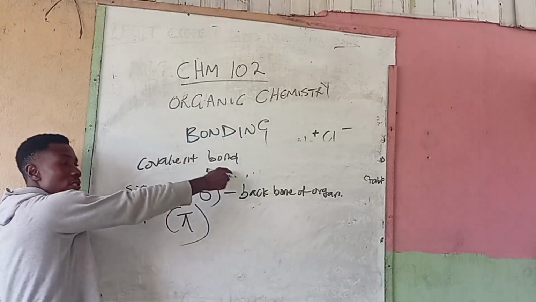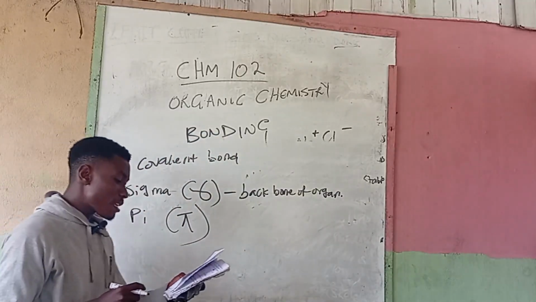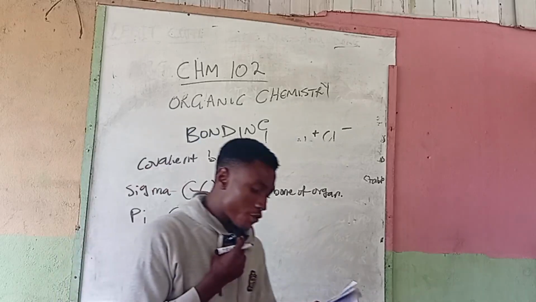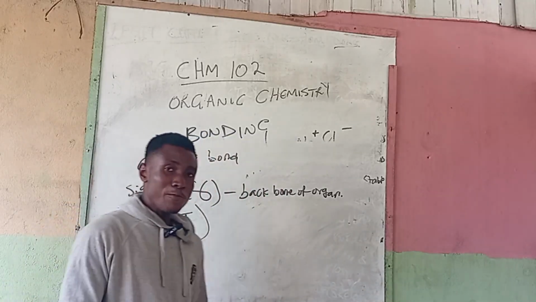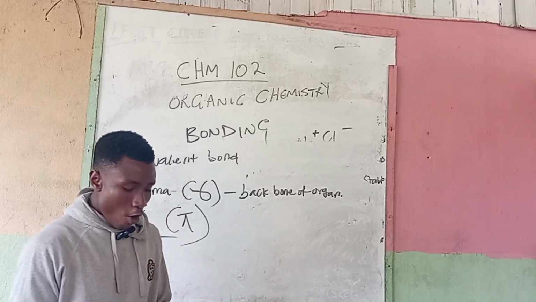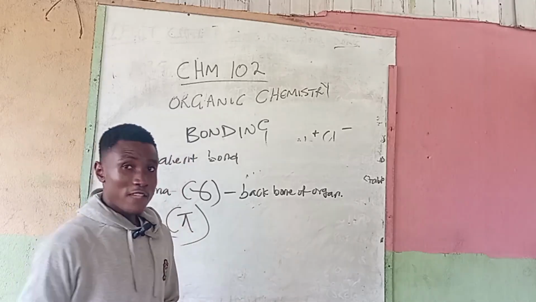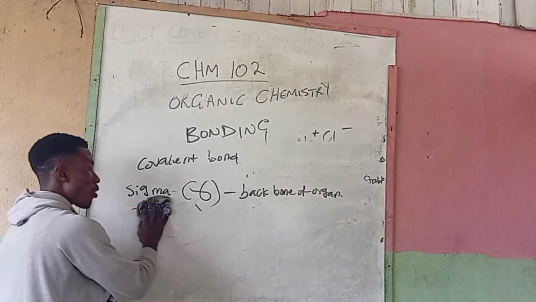Note that the sigma bond is an example of a covalent bond, but the sigma bond is the backbone of organic chemistry. It is stronger than the pi bond, and it is formed in 3 ways. So we are going to talk about the formation of the sigma bond.